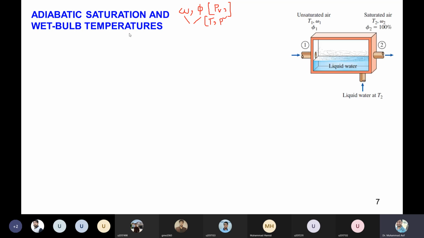To understand that, let's say this is an arrangement in which the moisture enters at point 1, and let's say it is unsaturated at point 1 and it has a temperature of T1, omega 1 and phi 1. So as it passes through the box, this box is fully insulated. Fully insulated means no heat can enter or leave the box.